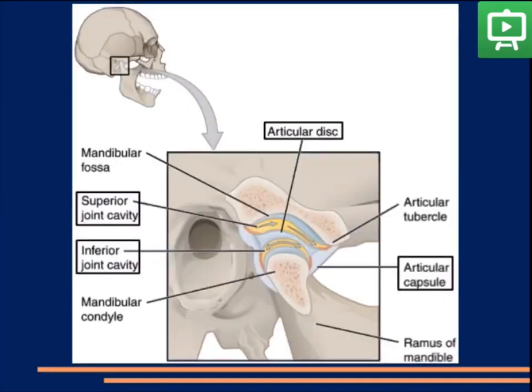Here we see this articulation between the temporal bone and the mandible. Most importantly is the articular disc, which separates into a superior and an inferior joint cavity, and all of which are surrounded by an articular capsule.